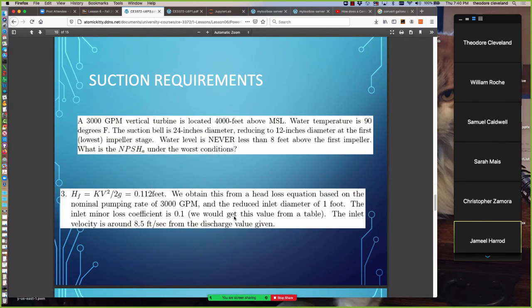Next step is the frictional losses on the suction side. We come up with 0.112 feet, and we obtain that from a head loss equation based on the nominal pumping rate of 3,000 gallons per minute and the reduced inlet diameter of 1 foot. We would get the minor loss coefficient from a table. The inlet velocity in this instance is about 8.5 feet per second. It's a bit on the high side, but that would work.